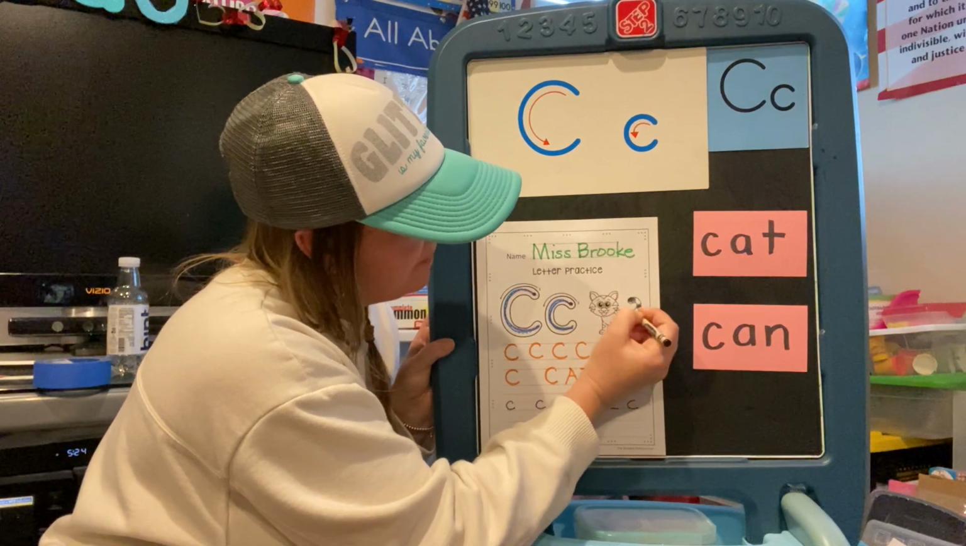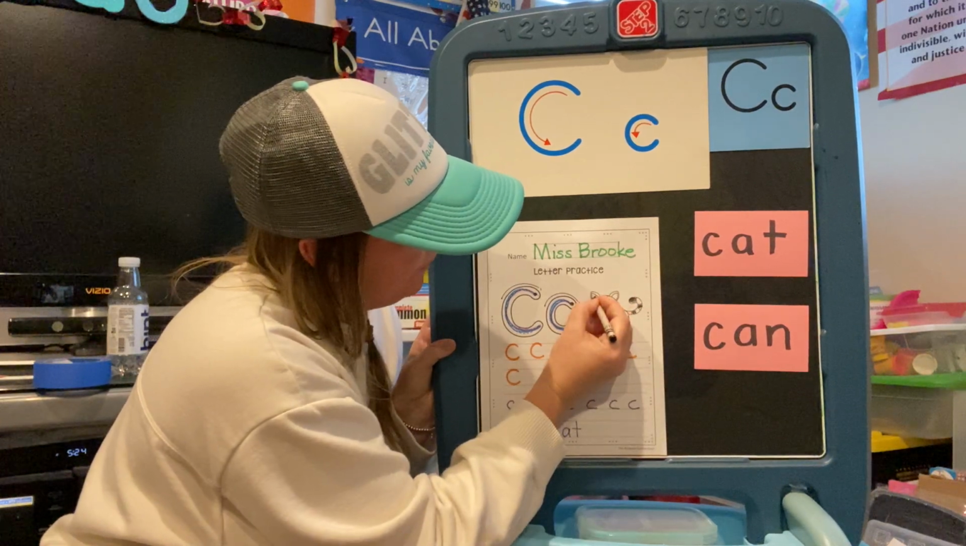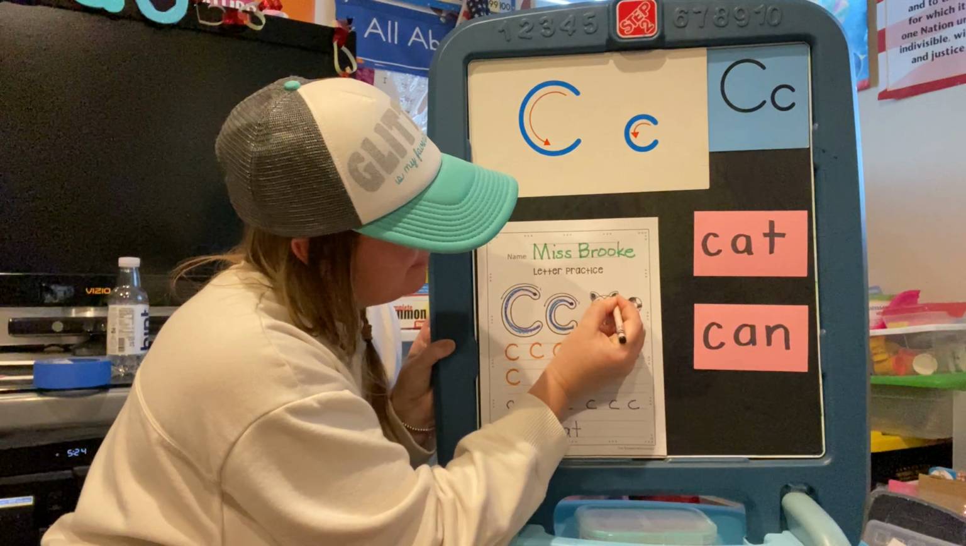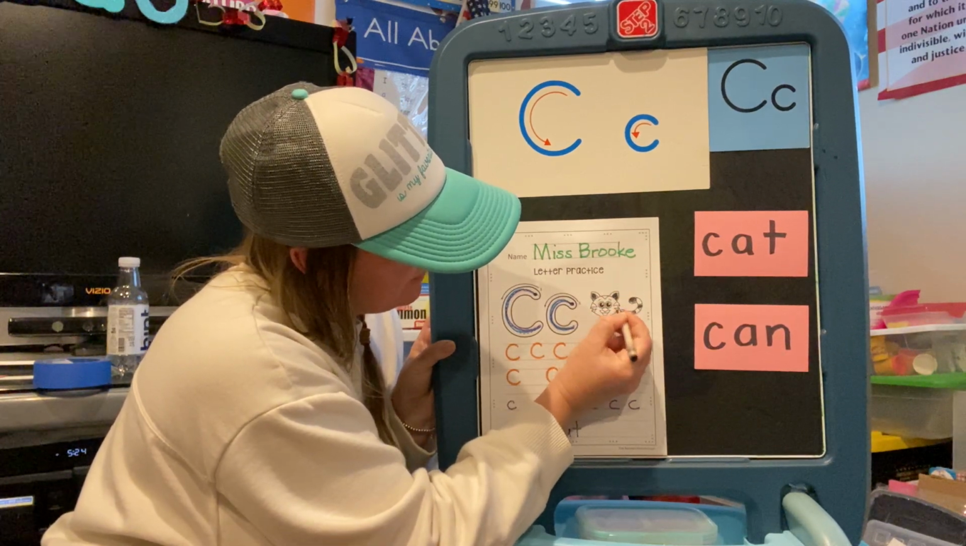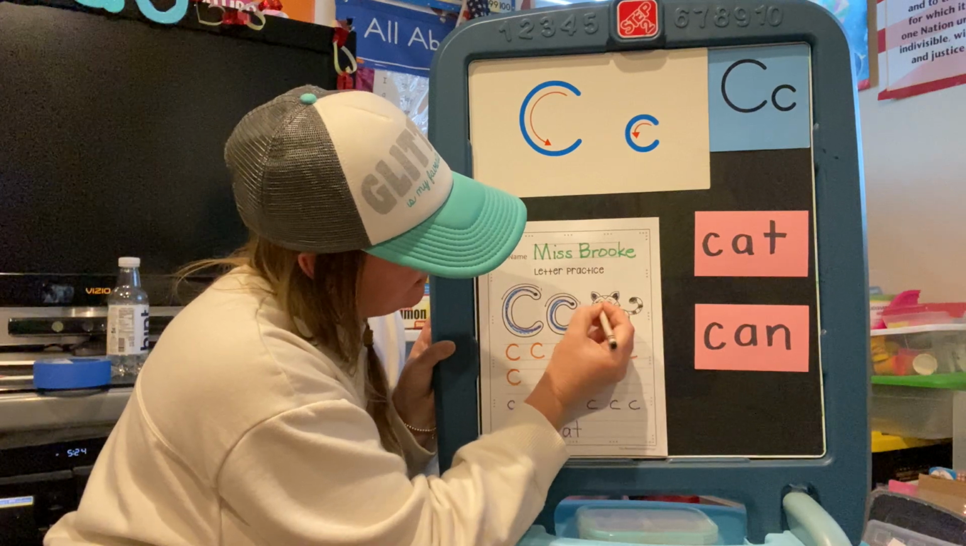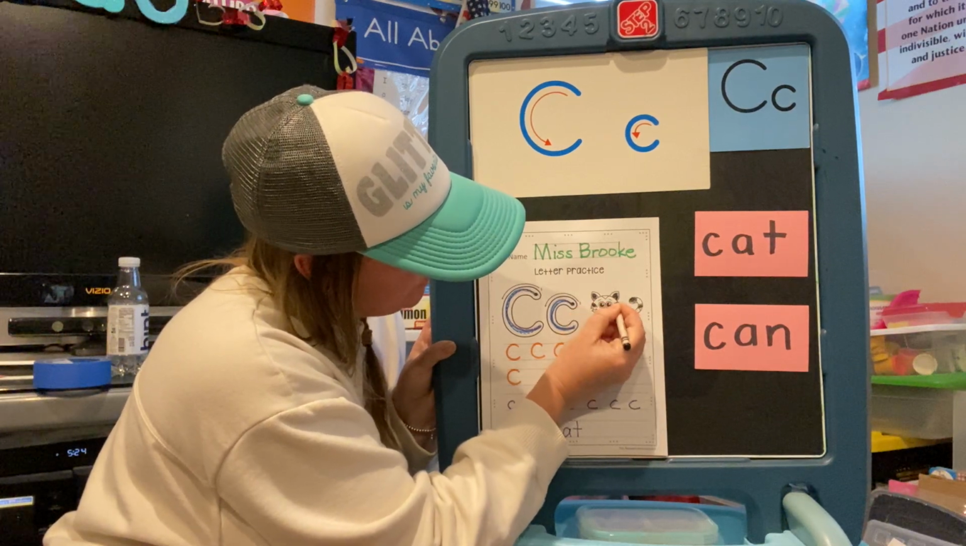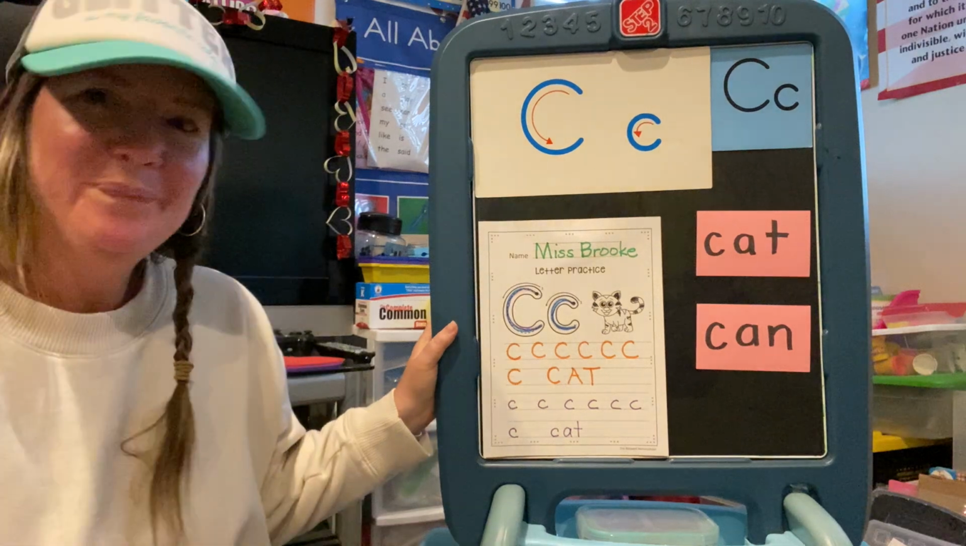I'm going to name mine Oreo cat. And I'm going to make it black and white, kind of like a little zebra. I'm going to call him Oreo. And you can name your cat whatever you would like as well.